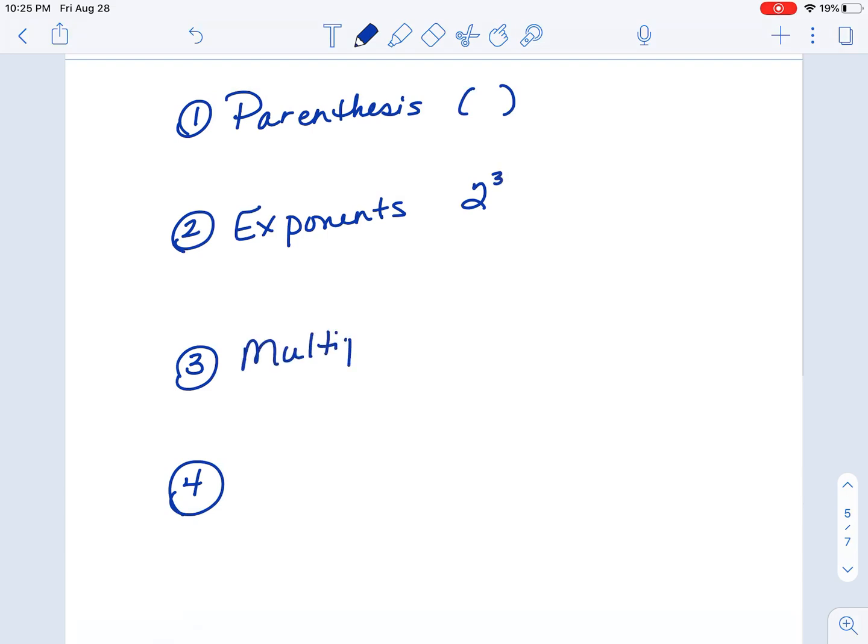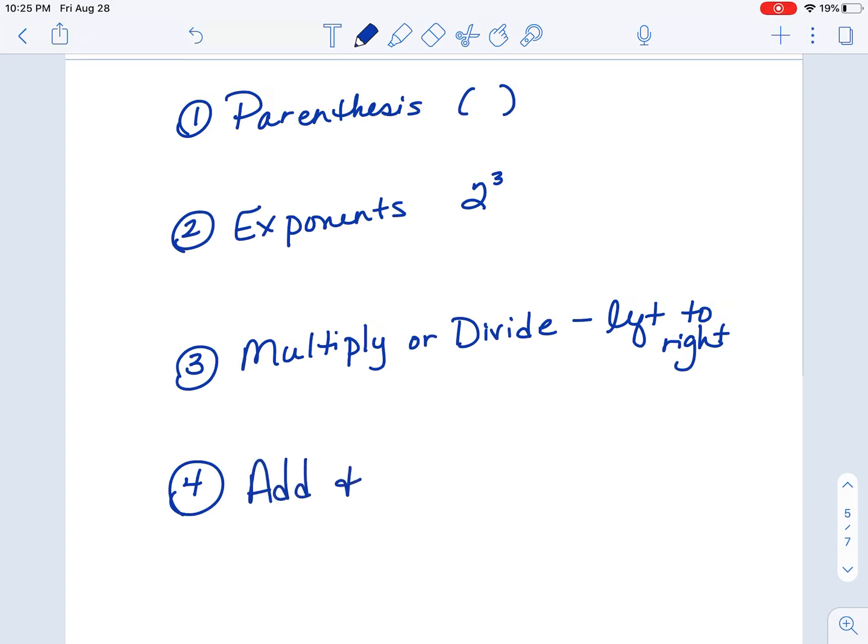Then you take care of any multiply or divide problems. Now, the kick with this, you have to do it from left to right, like you read a sentence. And then finally, you add and subtract. And again, you do that from left to right, like you read a sentence. Now, PEMDAS, please excuse my dear Aunt Sally. Where they get that from is please excuse my dear Aunt Sally, or PEMDAS.